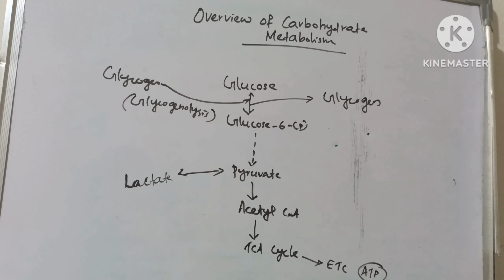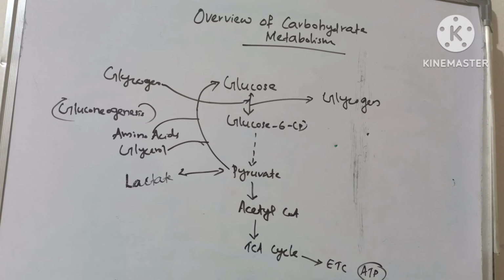Next pathway is glycogenolysis, that is breakdown of glycogen to glucose, that is in fasting and starvation. Another metabolic pathway is gluconeogenesis, which means formation of new glucose from non-carbohydrate precursors like pyruvate, lactate, glucogenic amino acids, etc. in fasting and starvation.